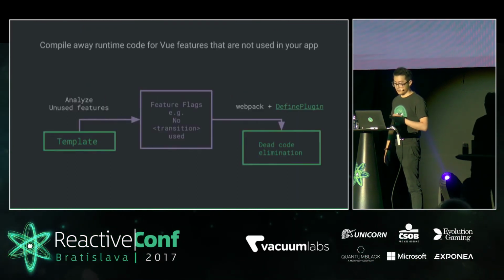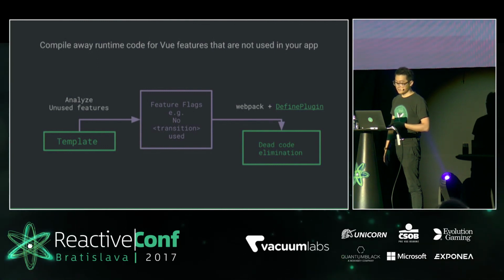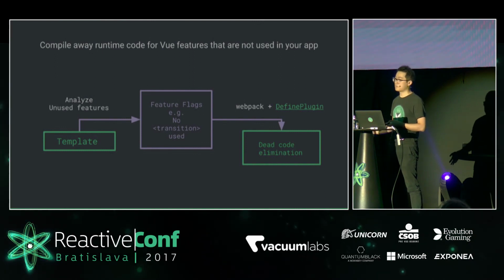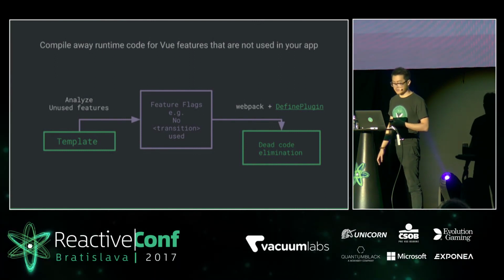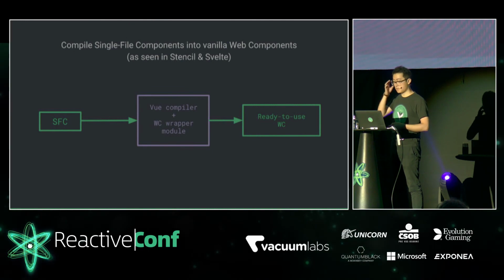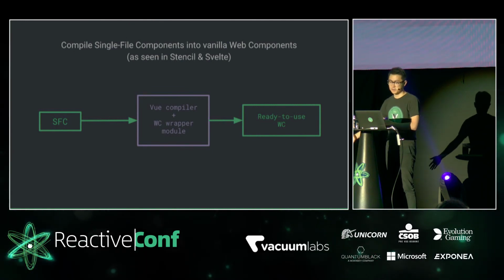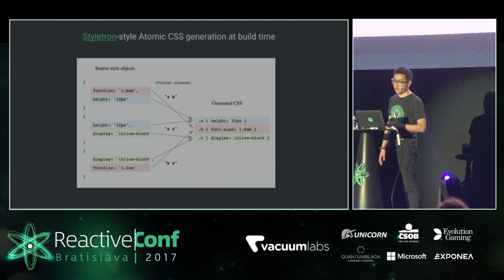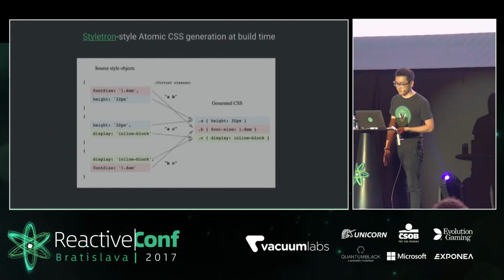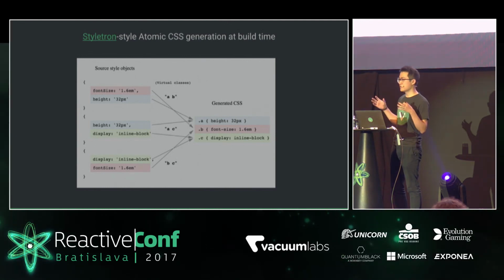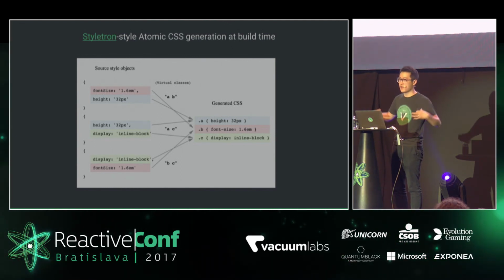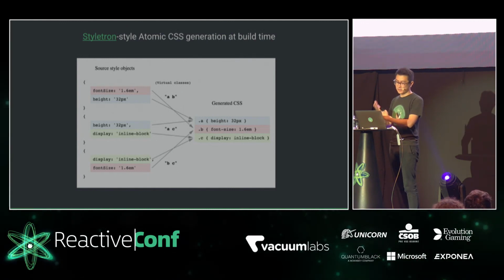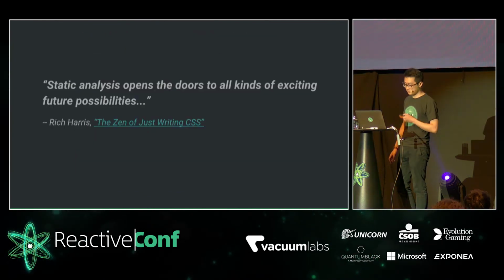And some ideas under exploration include things inspired by Svelte. We can remove features that are not in use in your Vue app by doing static analysis. We can compile a single file component directly into web components. This is similar to what Stencil and Svelte do. We can even do Style-tron-style atomic CSS generation at build time, because all the styles inside your whole Vue app can be extracted and analyzed together at compile time. We can do minification, dedupe, and atomic CSS generation.